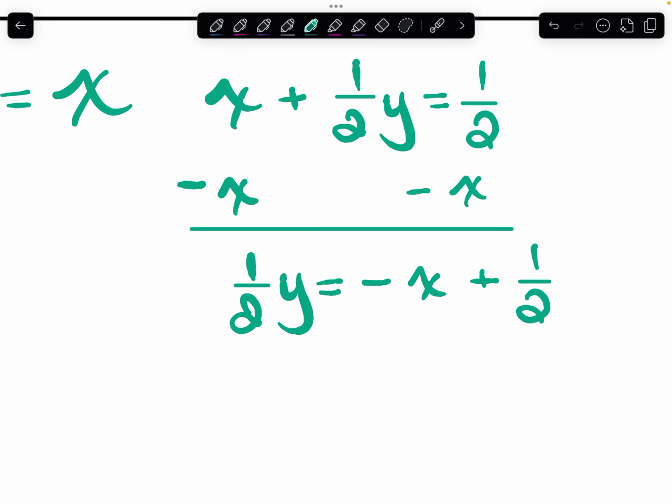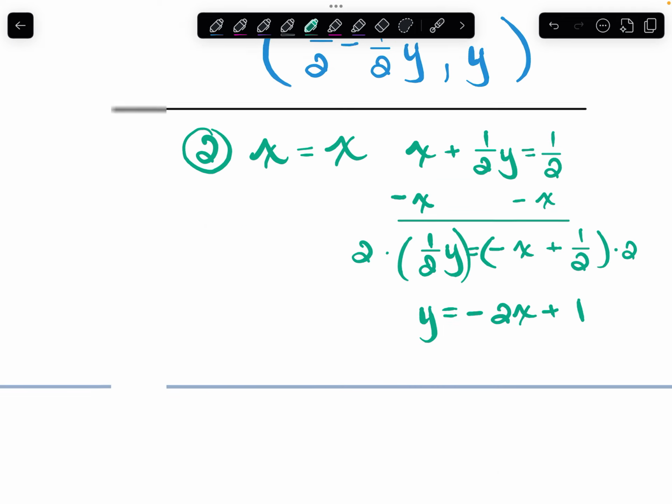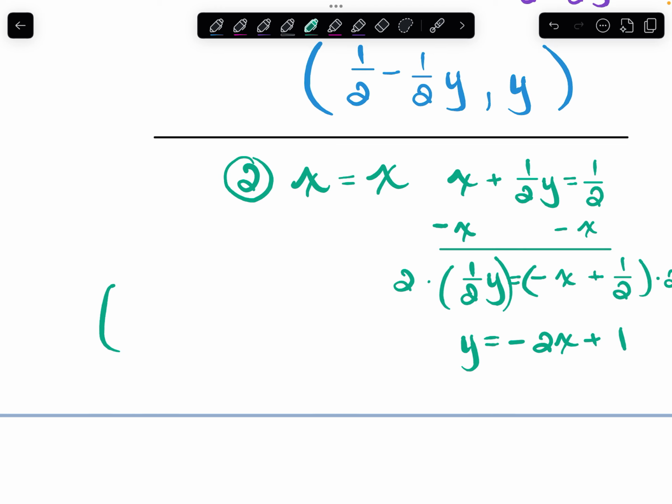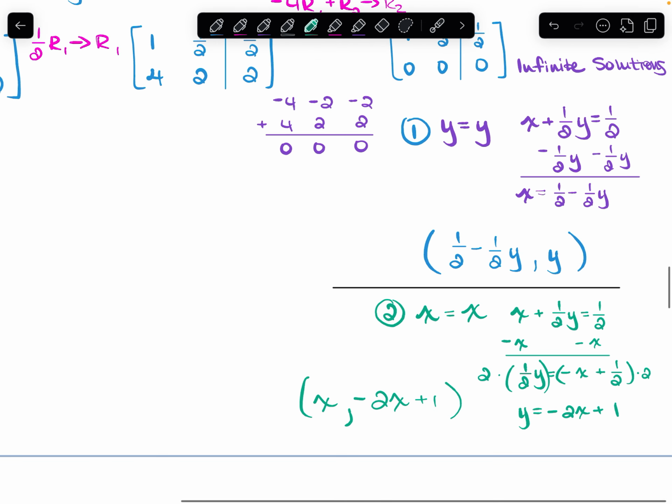And then I'm either going to divide by 1/2, or I like to multiply by the reciprocal. 2 is a lot prettier than dividing. So we're going to get y equals negative, distribute your 2, 2x plus 1. And then this time the ordered pair would be written, we're letting x be x, so x comma negative 2x plus 1. Technically both are correct, so just make sure you're careful whether it needs to be in terms of x or in terms of y if there are infinite solutions.